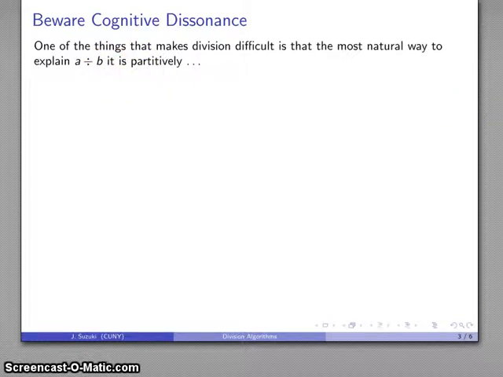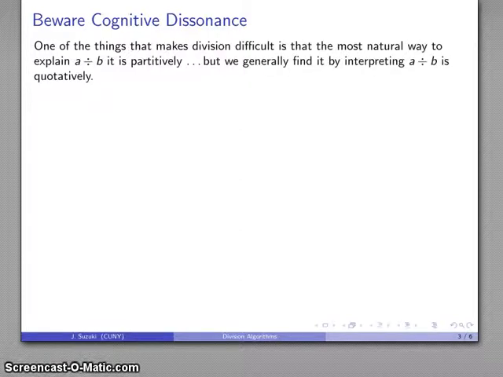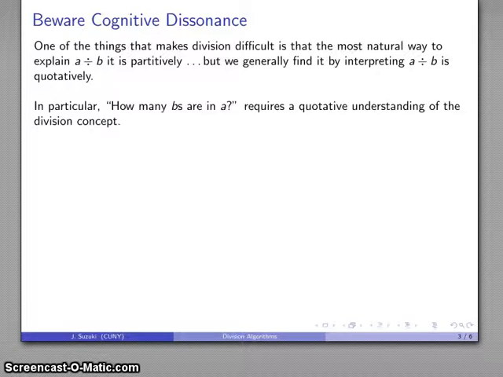The problem is, when we apply that repeated subtraction model for performing a division, we're actually finding it by interpreting this quotient quotatively. How many times can I subtract B from A? So again, 57 divided by 3, how many times can I subtract 3 from 57? And in particular, this concept requires a quotative understanding of division.